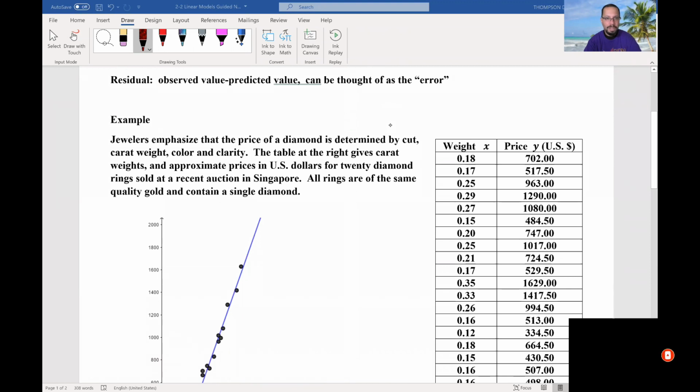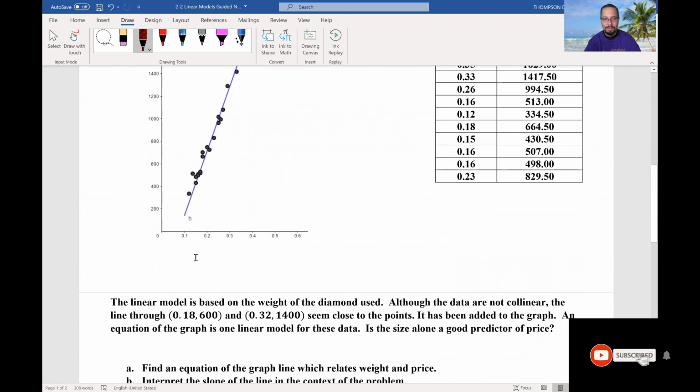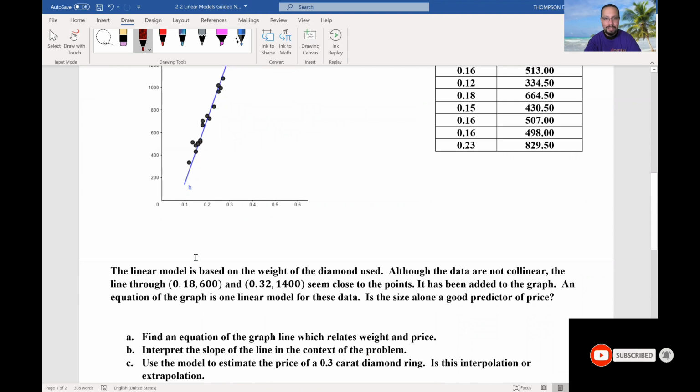Example. George emphasized that the price of a diamond is determined by cut, carat weight, color, and clarity. The table at the right gives carat weights and approximate prices in US dollars for 20 rings sold at a recent auction in Singapore. All the rings are the same quality gold and contain a single diamond. So we have the table and we have our graph. The linear model is based on the weight of the diamond used.